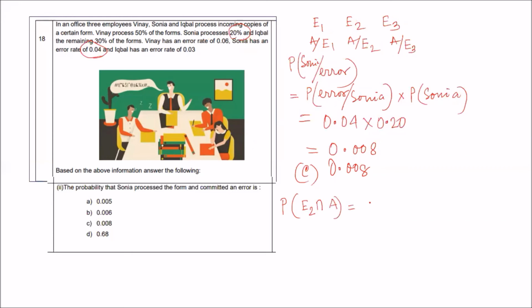So how much will it be? It will be error from E2 into probability of E2. Error from E2 multiplied by probability of E2, if E2 is Sonia. So we are multiplying this one. So what is the answer? Answer is 0.005. C is the answer.